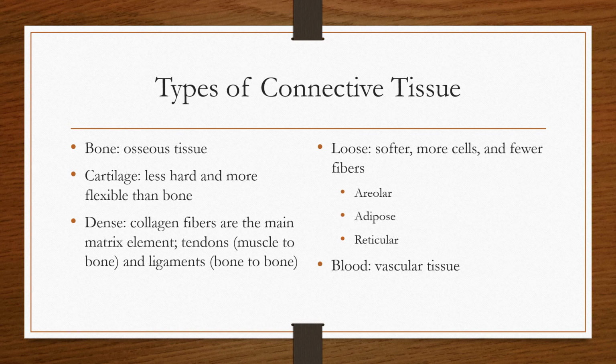So the types of connective tissues, we have bone, cartilage, dense connective tissue versus loose connective tissue, and then blood is actually considered a connective tissue. It's considered connective because it consists of blood cells surrounded by a non-living fluid matrix called blood plasma, and the fibers, quote unquote, of blood are soluble proteins that become visible only during blood clotting.